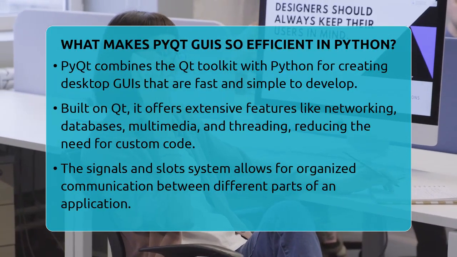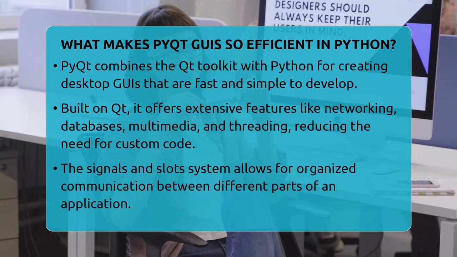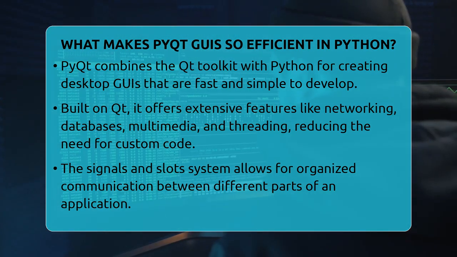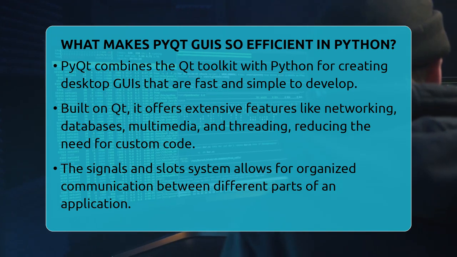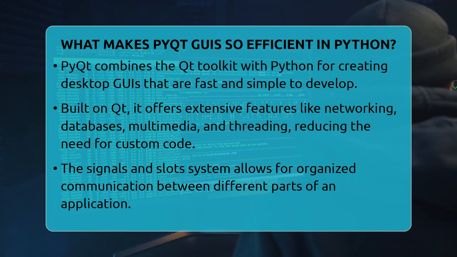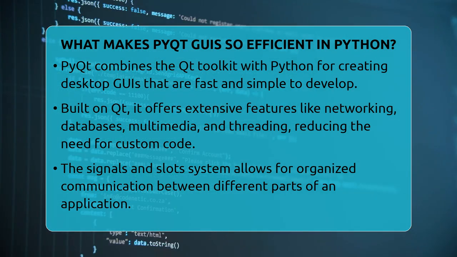What makes PyQt GUIs so efficient in Python? Imagine creating a desktop application that looks sleek, runs smoothly, and responds instantly to user actions. That's what makes PyQt stand out in the world of Python application development. When you build graphical user interfaces with PyQt, you're tapping into a framework that combines the power of the Qt toolkit with Python's simplicity. This combination results in applications that are both fast and easy to develop.